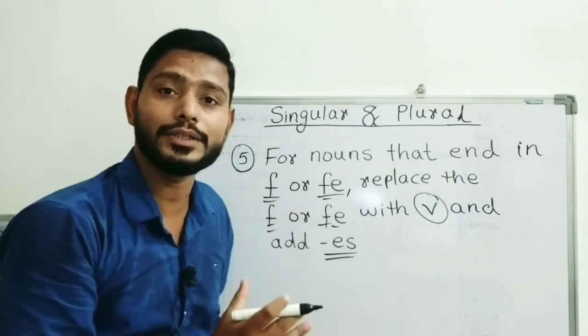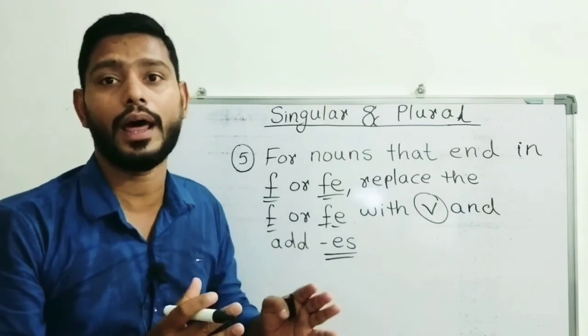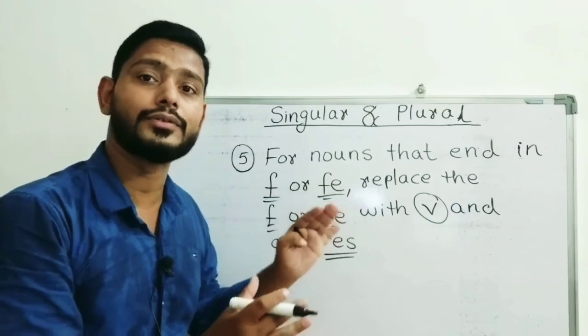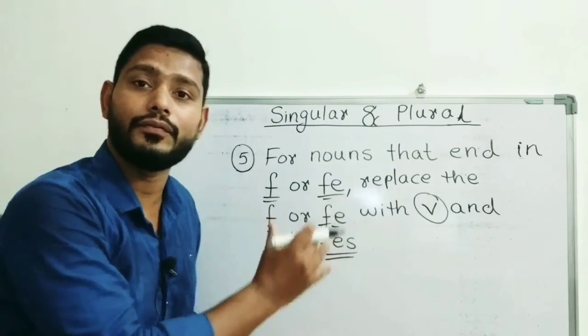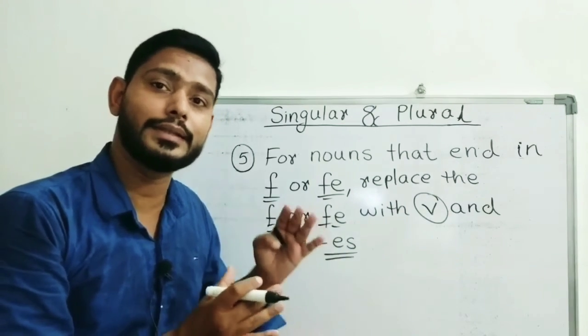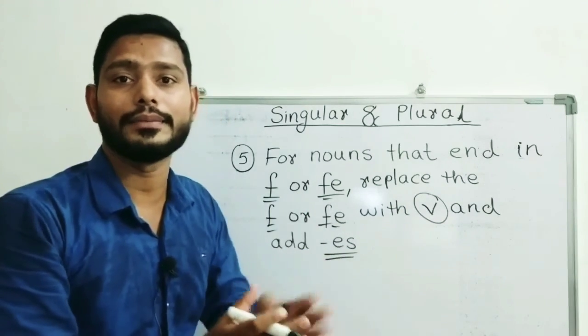This is something very basic to understand, that if there is a singular noun that ends with either f or fe, we have to replace that f or fe with v and add es. This is something very important to remember. Okay, so let's make this concept clear by learning some examples.